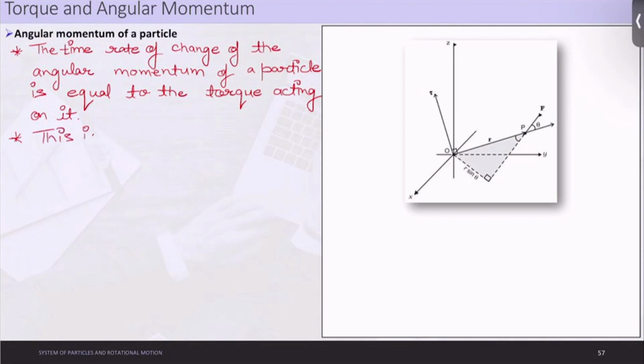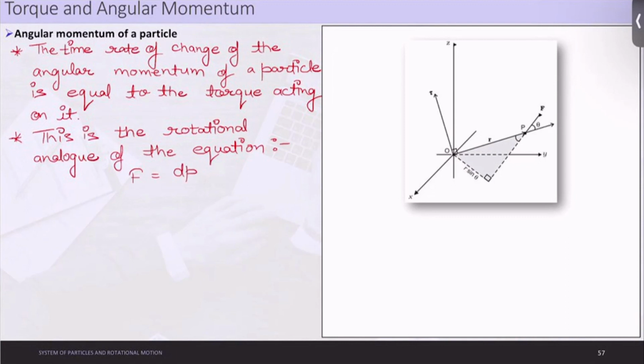So this is the rotational analog of which relation? Of the equation F is equal to dp by dt. Okay, F is nothing but equal to dp by dt, which basically expresses the second law of motion or translation motion of a single particle.